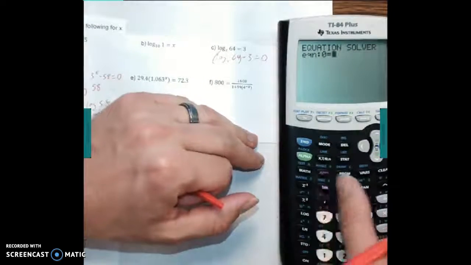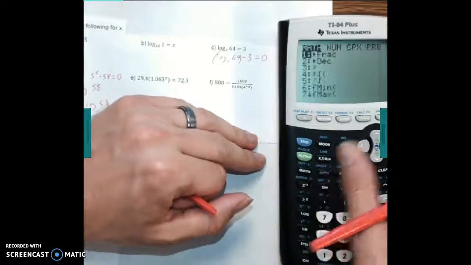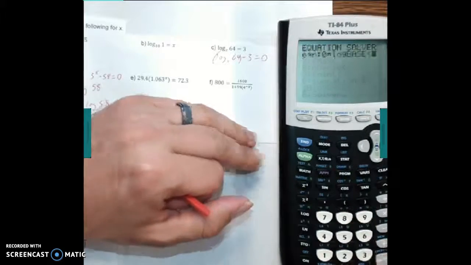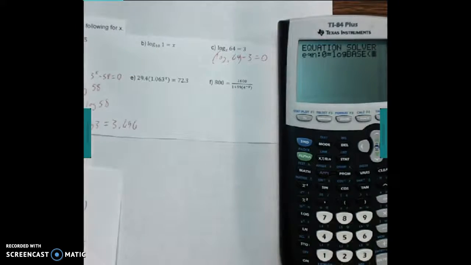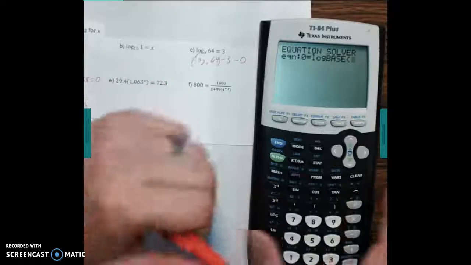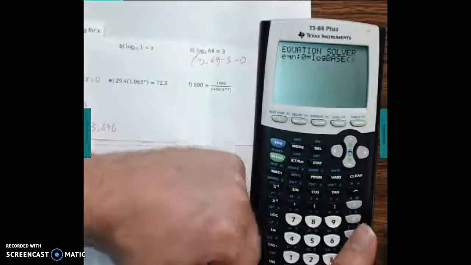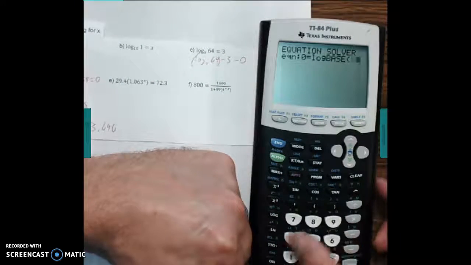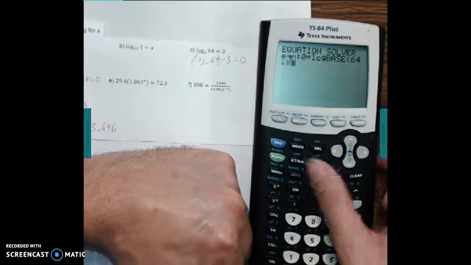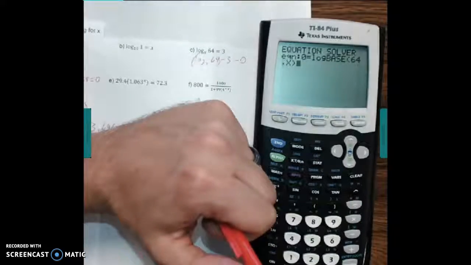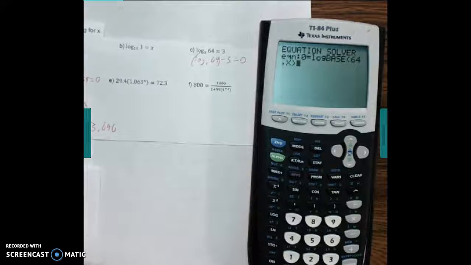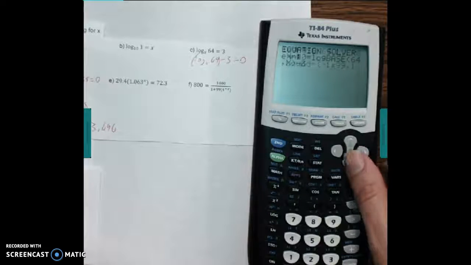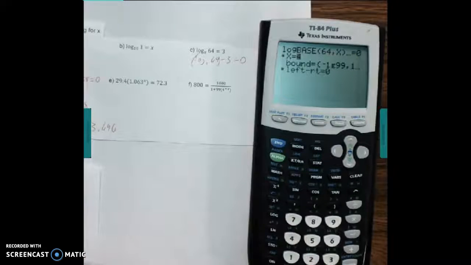So I'm going to do log base again, Math A, and this time it doesn't automatically pull up the fields for me. This is weird. The base actually goes second, so this would be 64 comma x. The base always goes second when in log base. Minus 3, and let's solve it. Alpha enter, x equals 4.